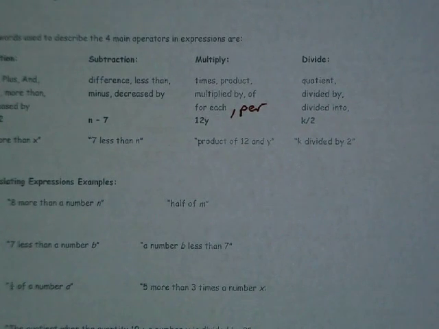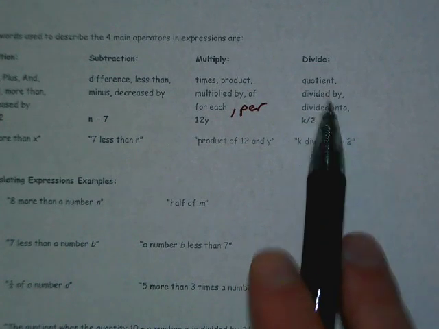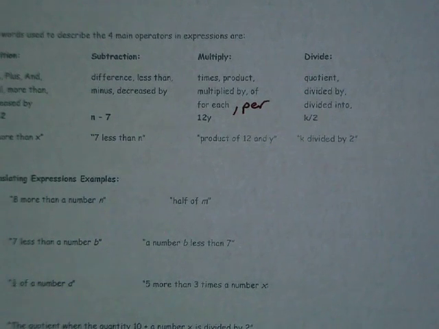And like I said, division, a lot less words you can see. Most of the time they're going to say something about divided by. Quotient, you've all seen quotient, right? That's the answer to the division problem. So that's the only keyword you might see with division.